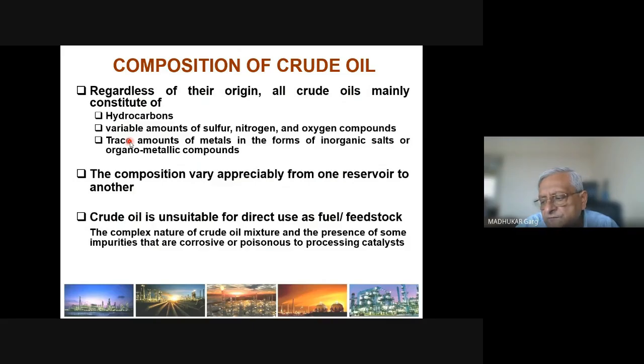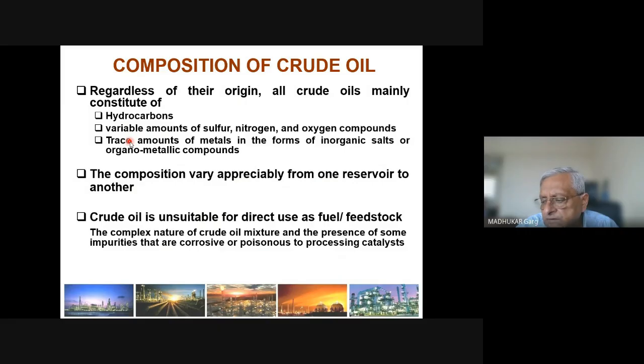The composition of crude oil, not only in terms of the hydrocarbon types which are present, but also in terms of various impurities, does vary very appreciably across the world, depending upon where you're buying the crude oil from. And we'll get into detail about that. But more importantly, even from the same well or reservoir, the crude oil composition or its quality can vary appreciably.